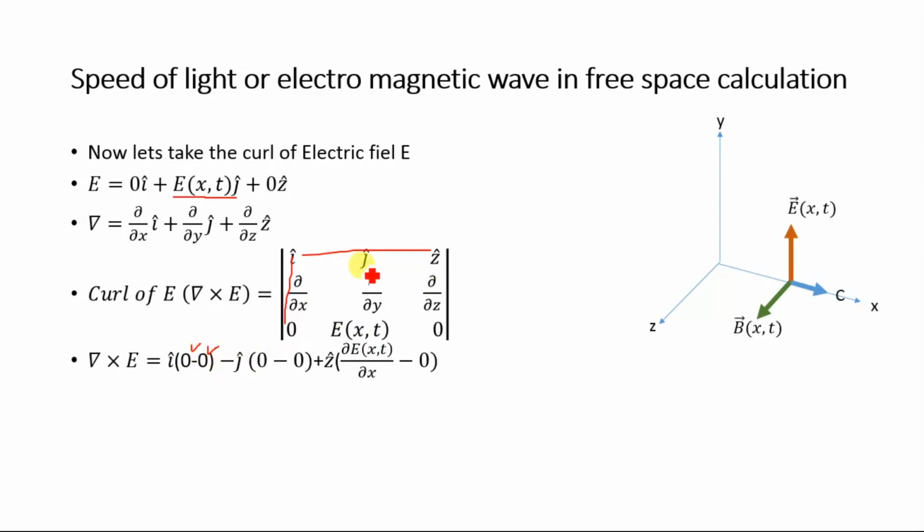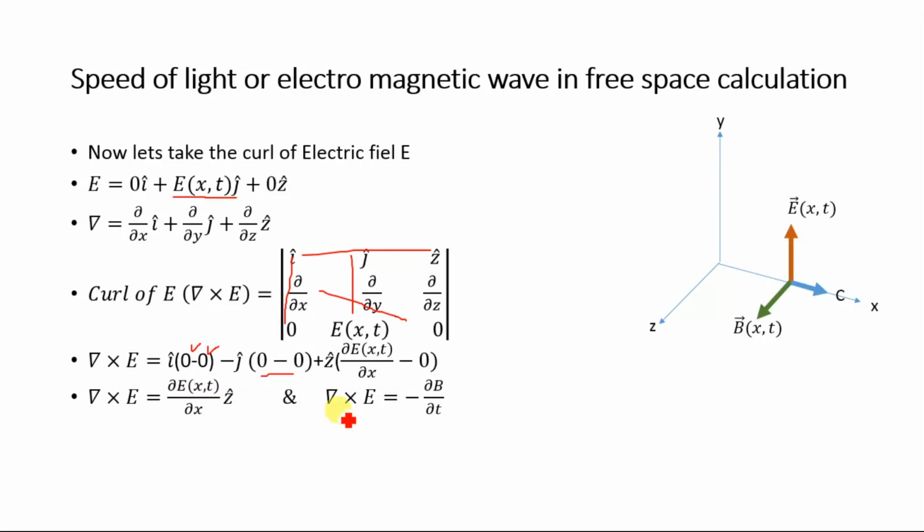For the j component, we have minus j. Now ∂/∂x of 0 is again 0, and ∂/∂z of 0 is again 0. For k, we will have ∂/∂x of Ex minus ∂/∂y of 0, and we will have the curl of the electric field equal to ∂/∂x of Ex, the electric field, into the k unit vector.